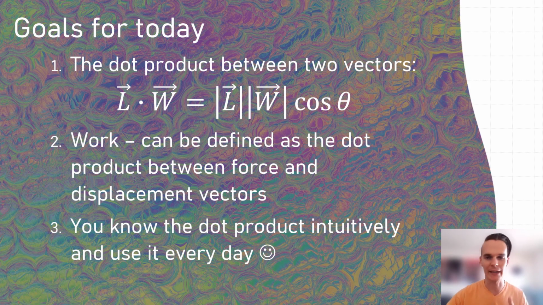So let's just recap what we've learned today. The general definition of the dot product includes the magnitude of the first vector in the dot product, the magnitude of the second vector in the dot product, as well as the cosine of the smallest angle between the two vectors when they're placed tail to tail.